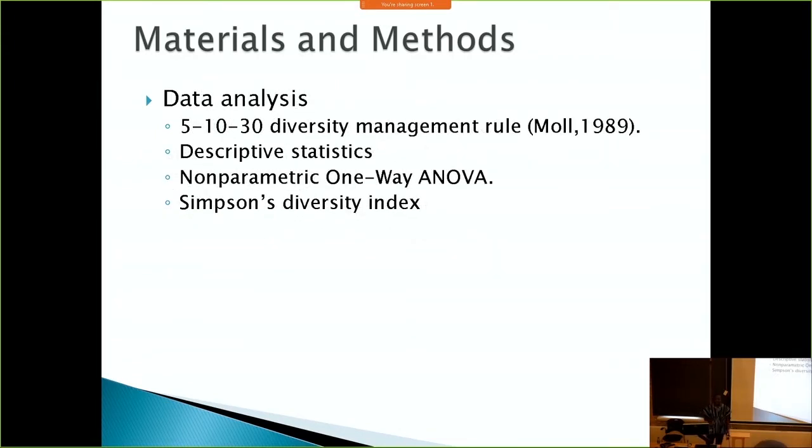Data was analyzed. Moll in 1989 proposed that there should be a 5-10-30 diversity management as far as urban forest is concerned. That means that there should be a cap on the species composition to 5%, genus to 10%, and then family to 30%. So I analyzed my data based on this diversity management rule through descriptive statistics and non-parametric one-way ANOVA. And in analyzing the diversity in those selected residential areas, I also used the Simpson's diversity index.